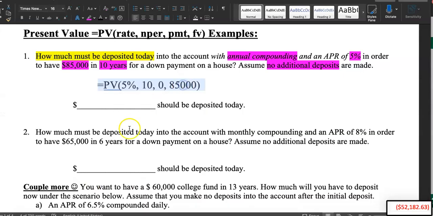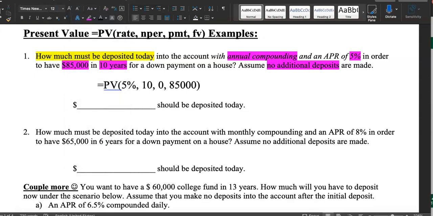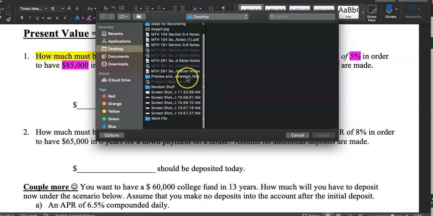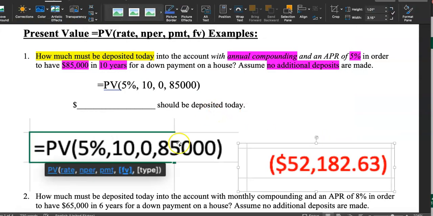$52,182.63. That's how we do these problems. All right, so bear with me as I insert these over here. Picture from file, and I'll get faster at this. I think it was these two. I'll just put it over here so that you guys can have it.